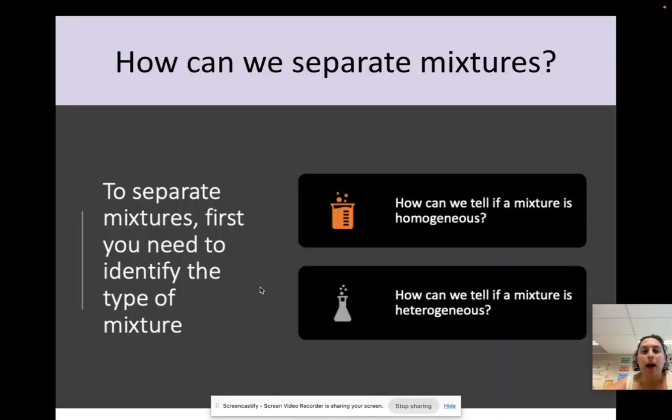Next class, where we're going to start is looking at how we can separate mixtures. We'll begin with looking at homogeneous and heterogeneous mixtures because that's what's going to tell us how we should separate the mixture. Remember to take your notes.